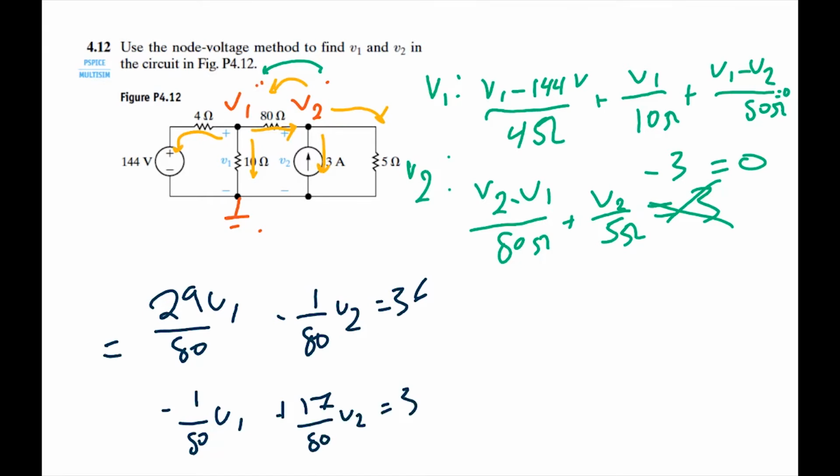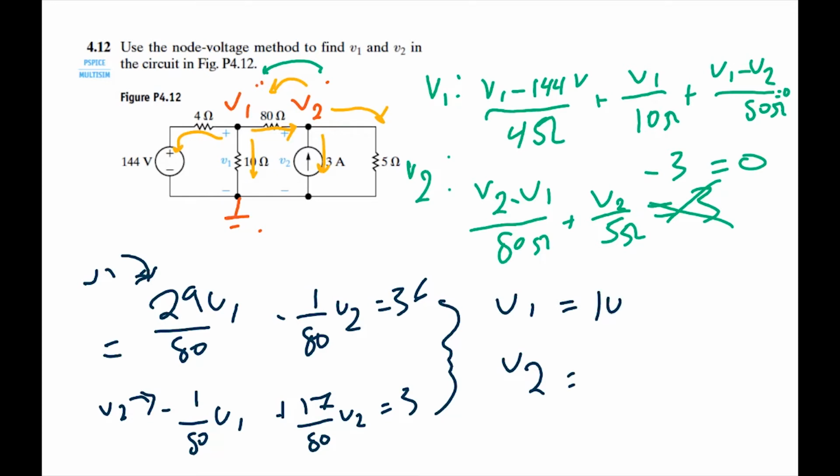If you can get your calculator to help you solve a system of equations, that would be a great help. We got this from the V1 equation, and then this is the V2 equation. We simplified those down. So you'll solve these systems of linear equations, and then you'd get a V1 and V2 respectively. So that's 100 volts and 20 volts. And that's it for the first question.